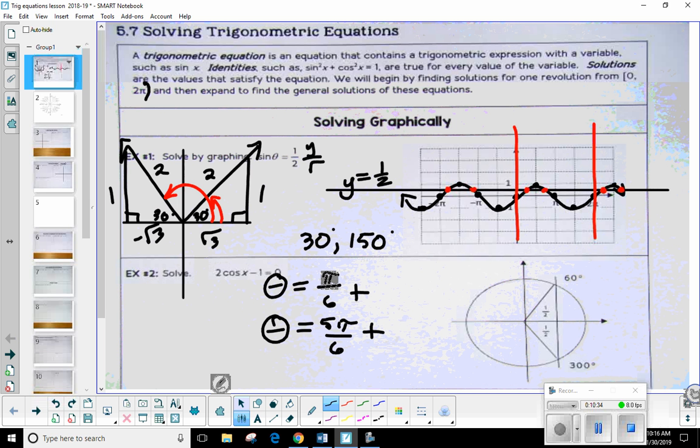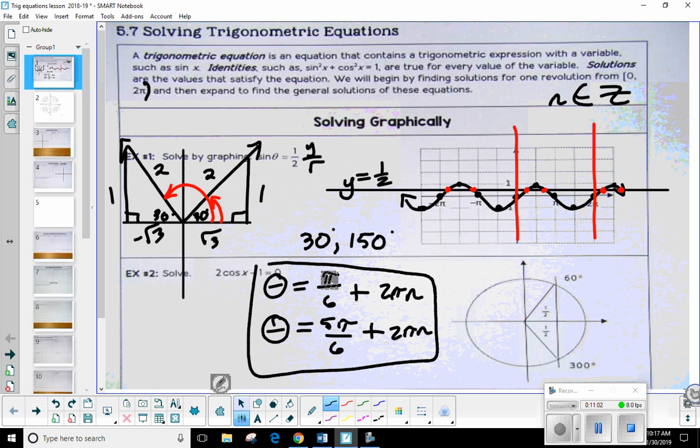5 pi over 6. Now for each of these, if I want every solution possible, meaning I want to be able to find all the coterminal angles for as long as I wanted, what am I going to add to these? Okay, the period. So what's the period of sine? So 2 pi n. And we're always going to say for all these general cases that n belongs to the integers. Your positive counting numbers, their opposites, and 0. Okay. So if I ask you to find all solutions, this is what you would go ahead and give me.